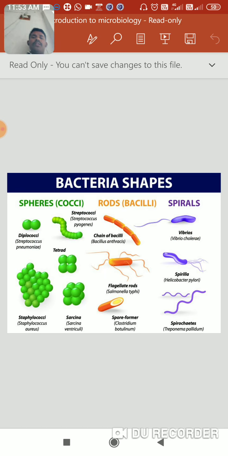Here we can see the different shapes of bacteria: spheres, rods, and spirals. Spheres are commonly known as coccus or cocci. Rods are commonly known as bacillus or bacilli. Examples of spheres are diplococci, streptococci, tetracocci, staphylococci, and sarcina. Bacillus, Salmonella, and Clostridium are examples of rod shapes. Vibrio cholerae, Helicobacter pylori, and spirochetes are examples of spiral bacteria.